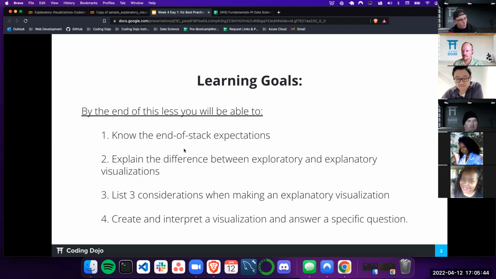We're also going to talk about the 3 considerations when making an explanatory visualization. And at the end, we're going to create an interpretive visualization to answer specific questions. I think I have 3 or 4 questions. I already have the code written out. So we're just going to walk through that line by line, make sure that you guys fully understand what's going on and talk about the different pieces.